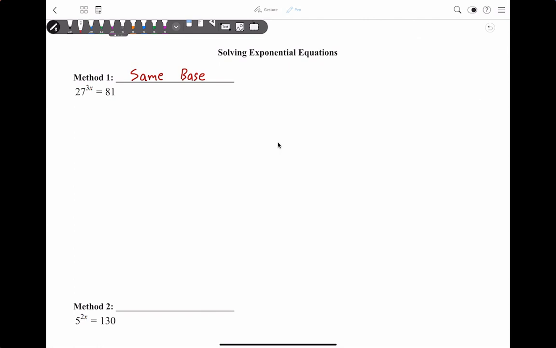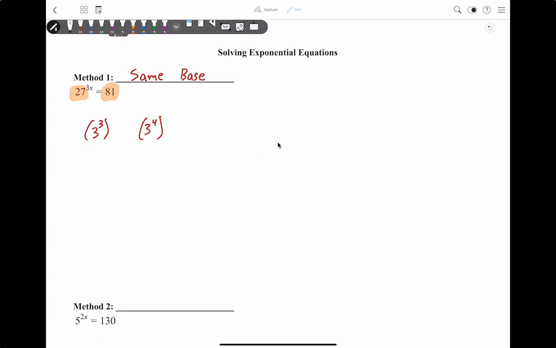For the same base method, we're going to identify these two bases, which are 27 and 81, and see if they have some kind of factor in common. 27 is divisible by 3, and so is 81. So they do have a factor in common, which is 3. We're going to change this 27 to 3 cubed, because that's 27, and we're going to change 81 to 3 to the 4th, because 3 to the 4th is 81.